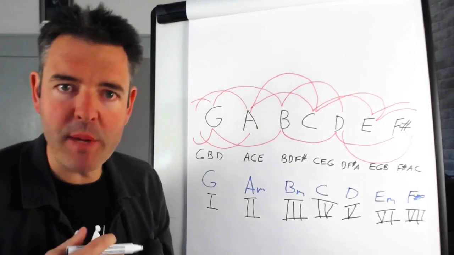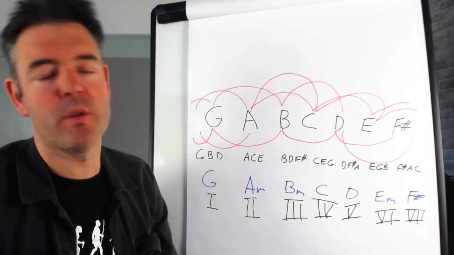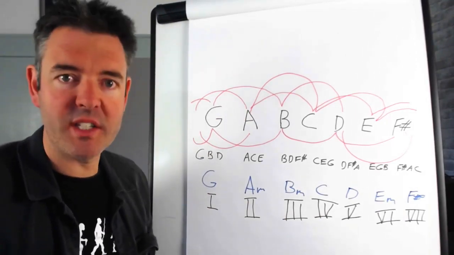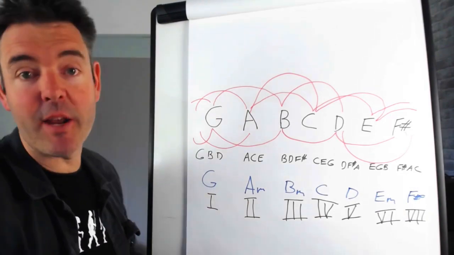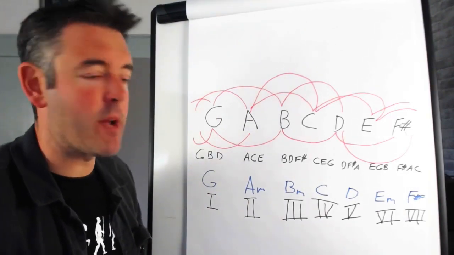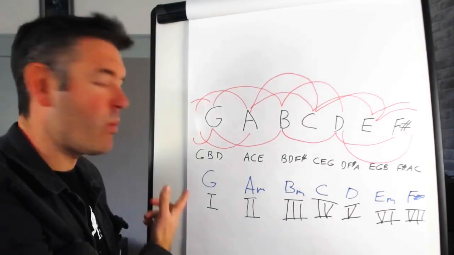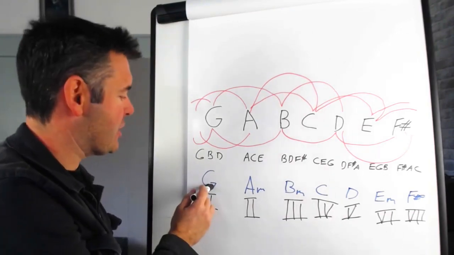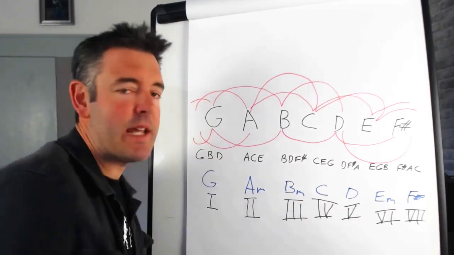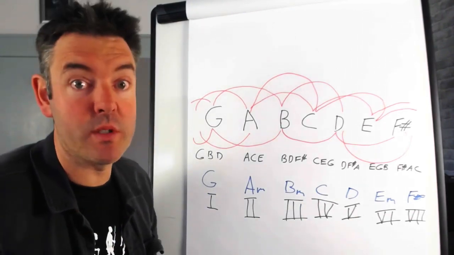Now you've probably heard people talk about 1-4-5 chord sequences before, or 1-6-2-5, and this is exactly what they're talking about. If we were talking about a 1-4-5 chord sequence in the key of G, we mean that we're playing the 1, the 4, and the 5 chords, which would be G, C, and D. 1-4-5 is probably the most common chord sequence out there.